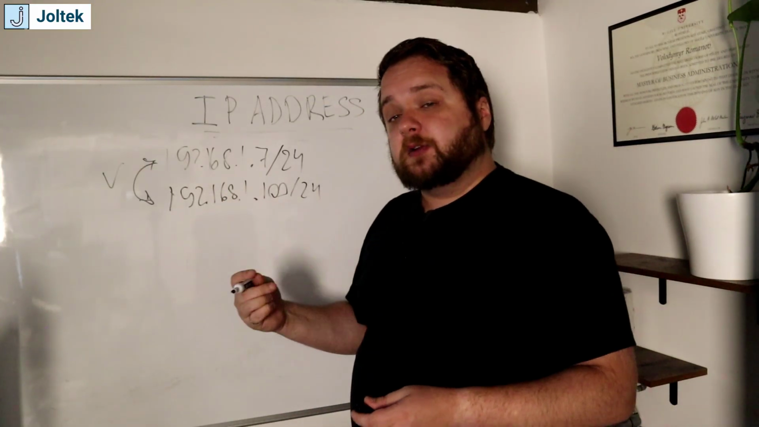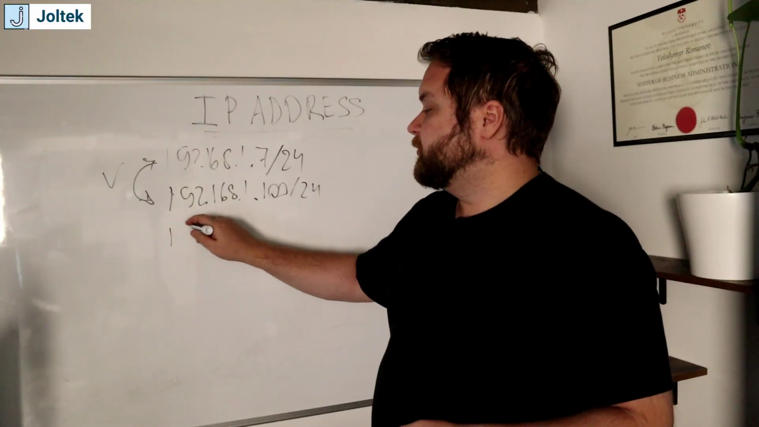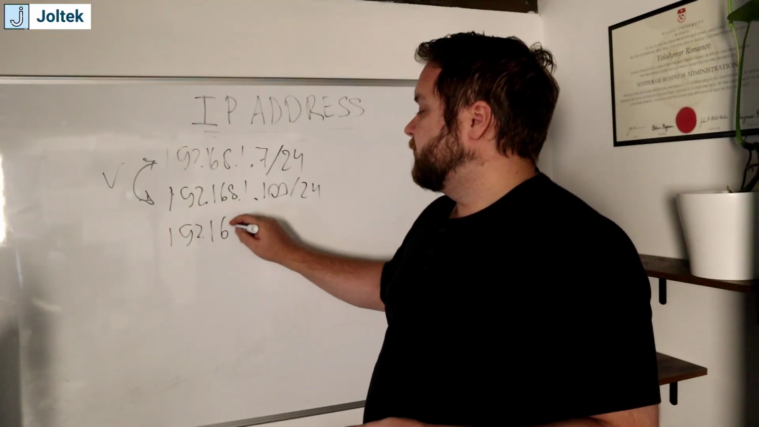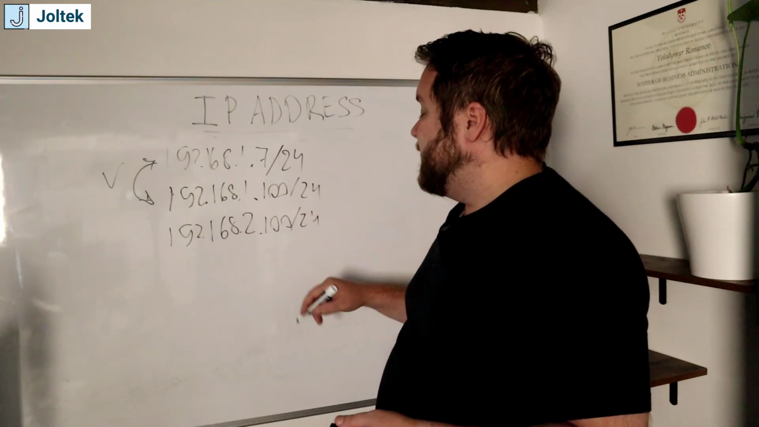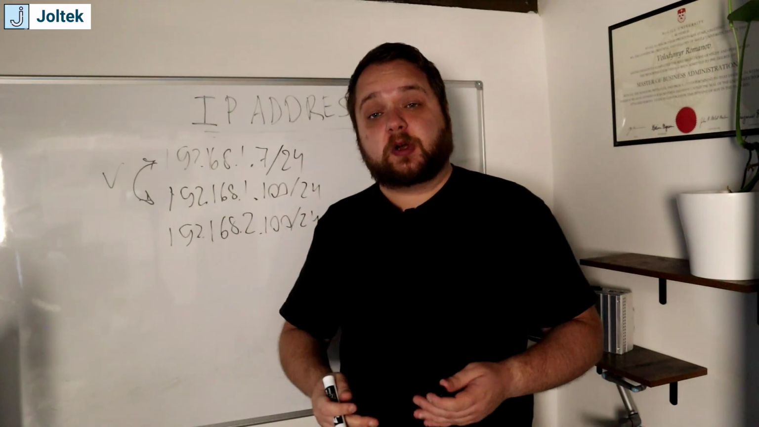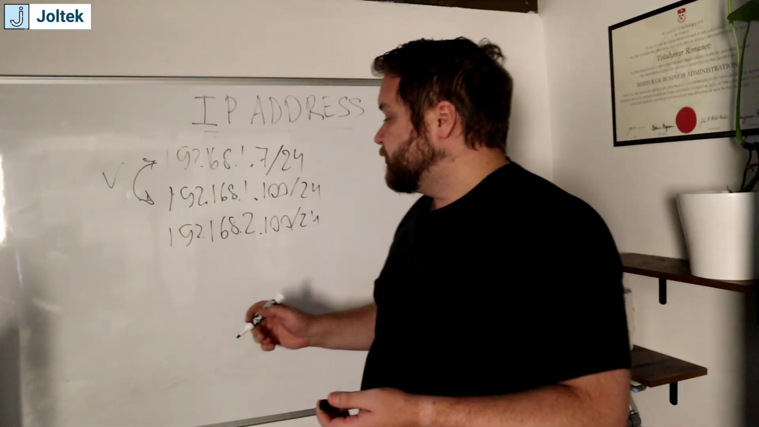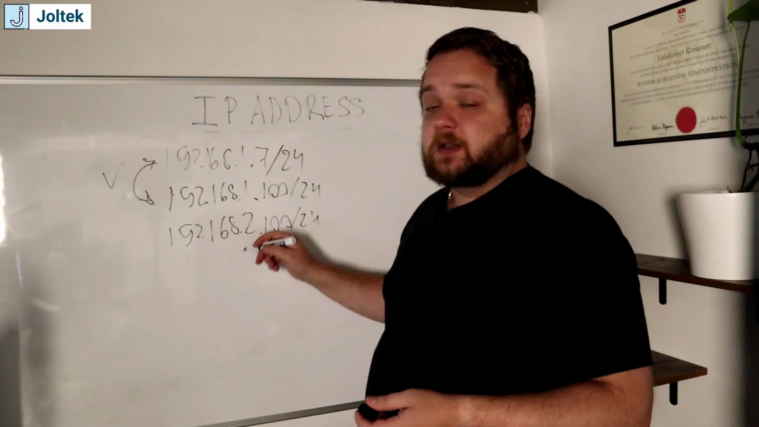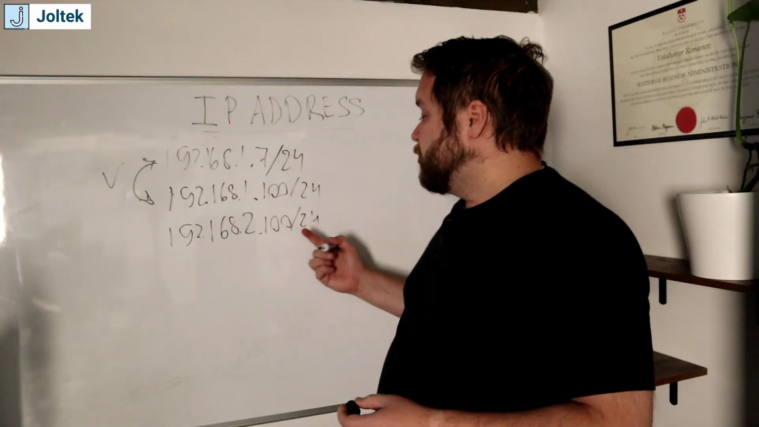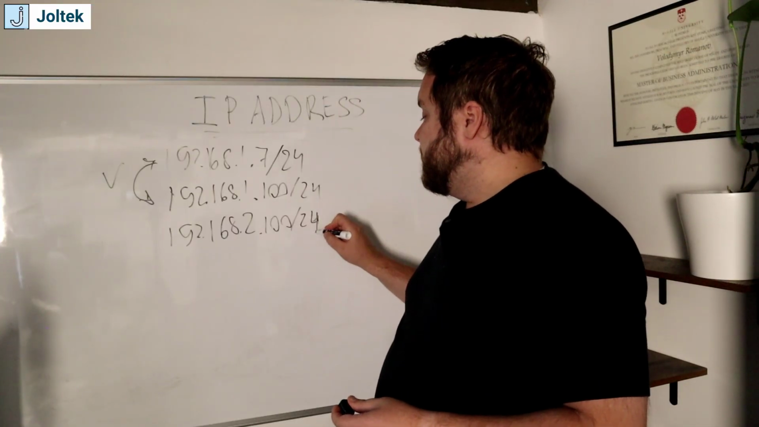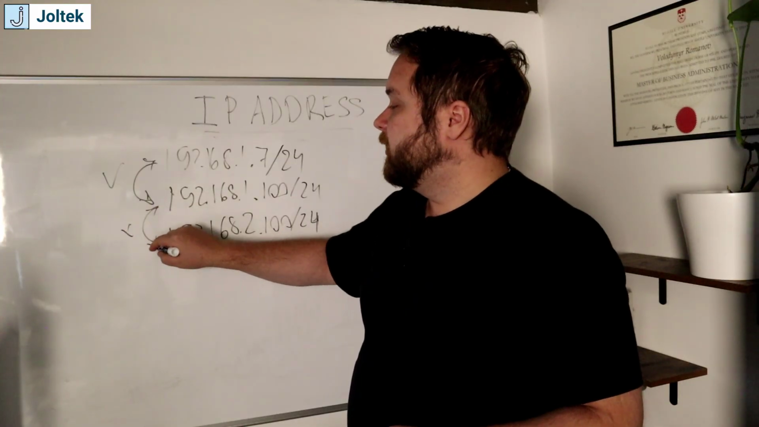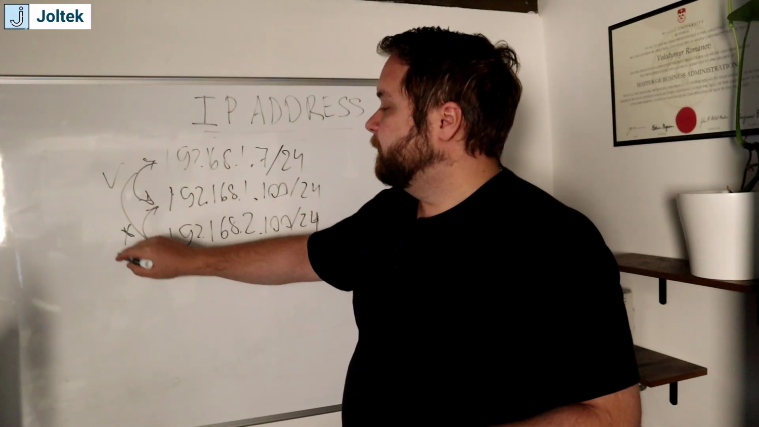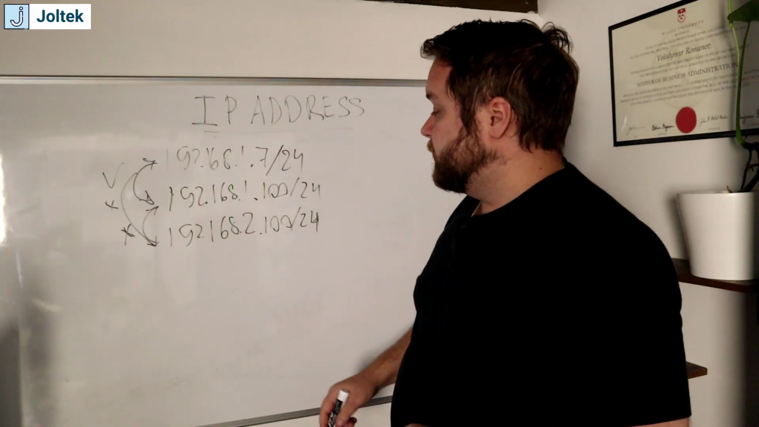If we add another device, again through a switch, but to 192.168.2.100/24, is that device going to be able to talk to the other two? And the answer is no, because the third octet of the IP address is going to be masked by the subnet mask, and it's not going to be able to communicate with either one of these devices. So I'm going to put X's here.